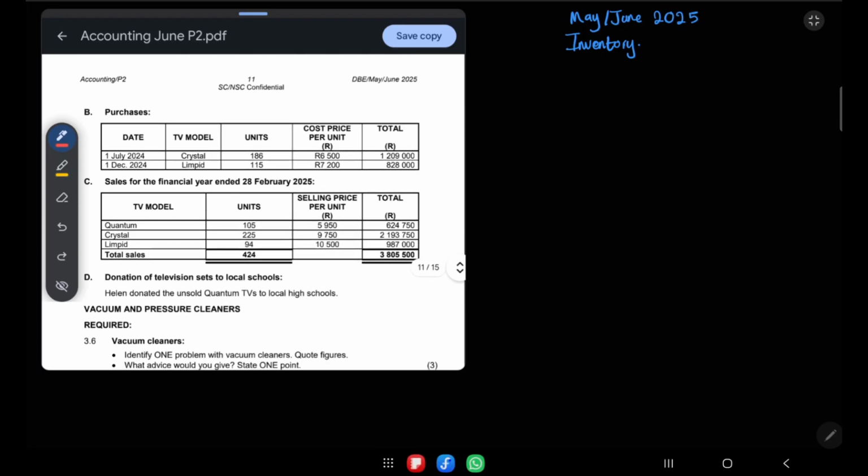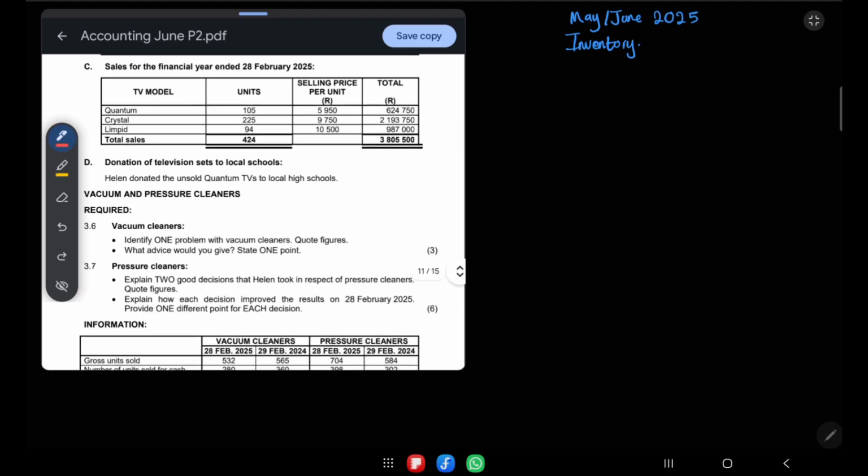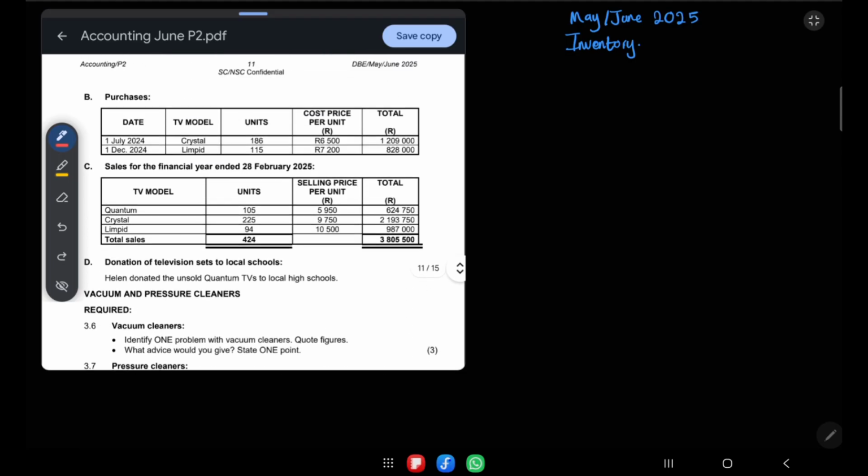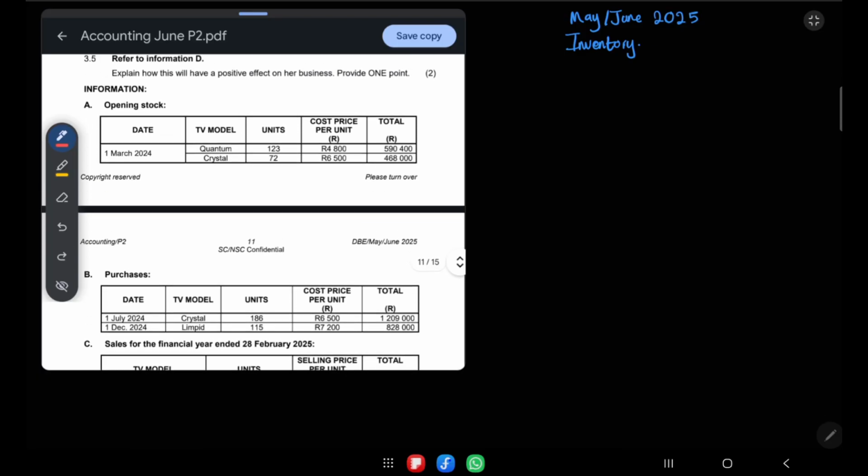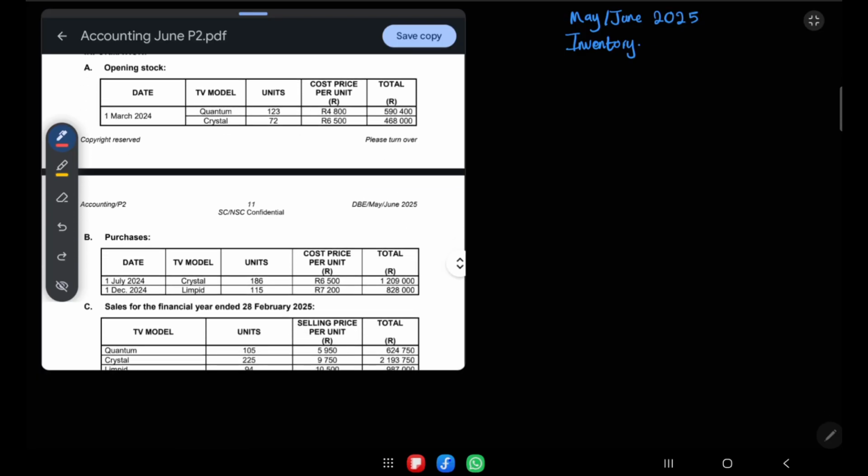Okay, let's look at our information. We have information A, B, C, D. That is all that you have to focus on. The rest talks about vacuum and pressure cleaners. That is not what we have to work on in this question. So in information A, you have opening stock, date, TV models, units, cost price per unit, and total. On the 1st of March 2024, we had two TV models, Quantum and Crystal. For Quantum, the opening stock, as they've specified, was 123 units and 72 units for these respective TV models. Then we have a cost price per unit, which is 4,800 for the Quantum. Then for the Crystal, the cost price per unit is 6,500.